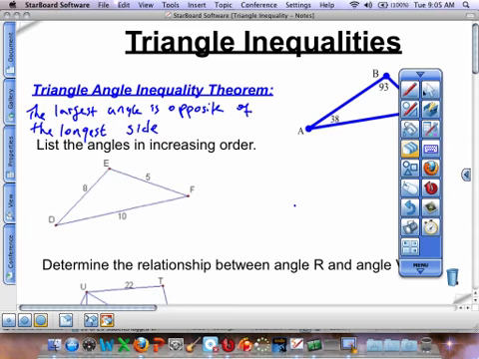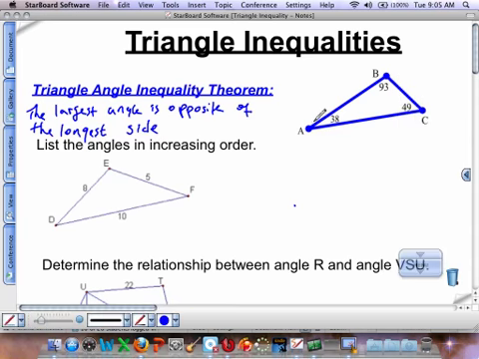So let's take a look down here at triangle DEF, and we want to list our angles in increasing order. So what does that mean? No, that would be decreasing order. So smallest angle up to the largest. So where's my smallest angle, guys? If we're looking at this triangle, which angle is my smallest?